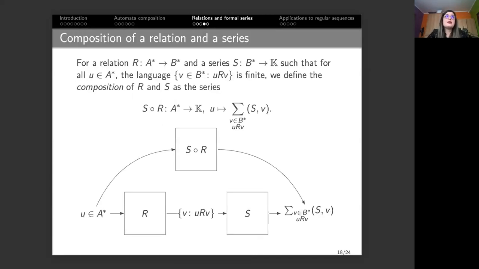So we want to use our composition, so we must define a composition between a relation and a series. If I'm considering a relation R and a series S, such that the number of words related to a word U is always finite, then we can define the composition of S and R, mapping each word to the sum of the coefficients of the words V in relation with U. That is quite the same diagram I was working with for the automata.